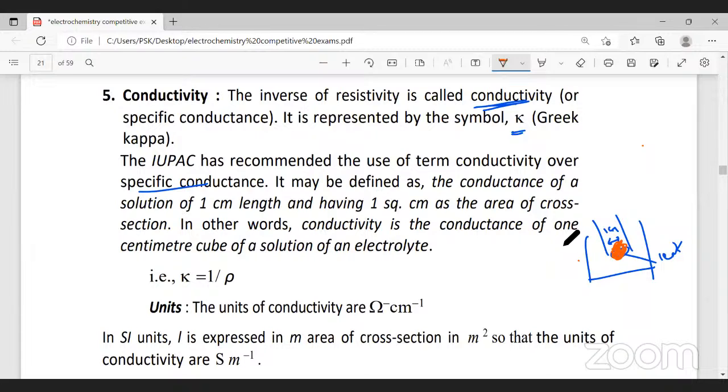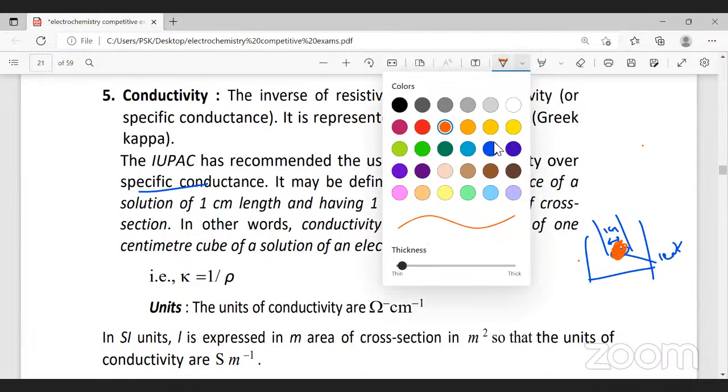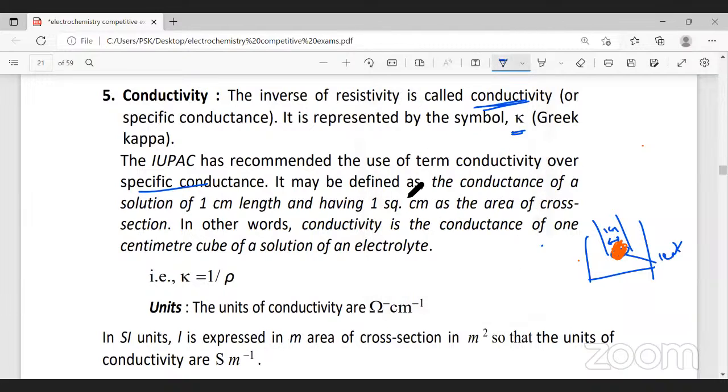So in the case of specific conductance, the distance between the electrodes is specific and the area of cross section is also specific. Therefore, it is called specific. So it is defined as the conductance of a solution of 1 centimeter length and having 1 square centimeter as the area of cross section. In other words, conductivity is the conductance of 1 centimeter cube of a solution of an electrolyte.